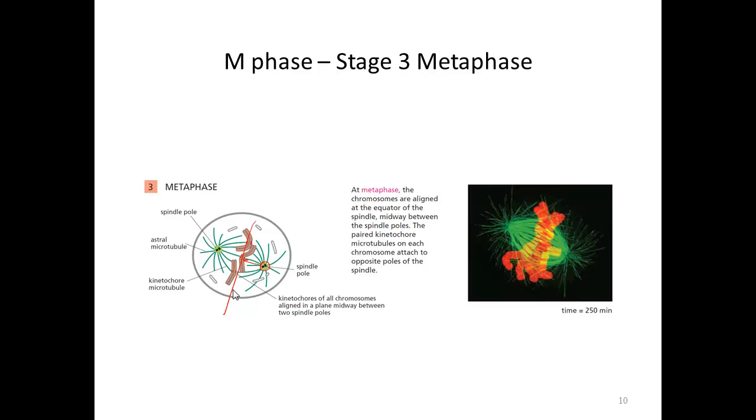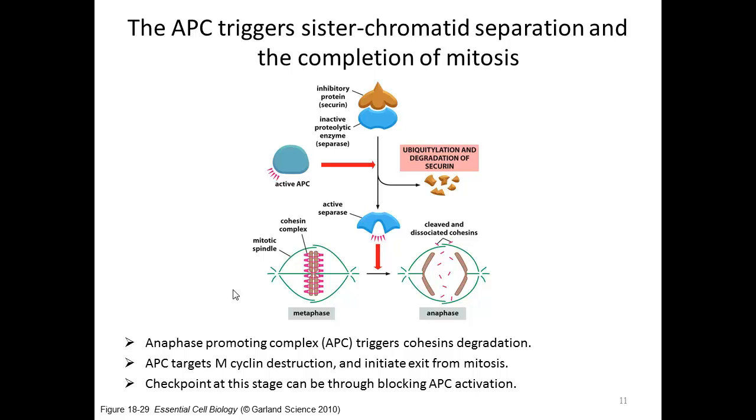Now when you have microtubules connecting from both sides, you have a balancing of forces, and that helps align the chromosomes at the midpoint. To get from metaphase to anaphase, where we're starting to separate the chromosomes, a couple things have to happen. One thing that happens is this protein complex called APC, which is the anaphase promoting complex, gets activated, and this has proteolytic activity.